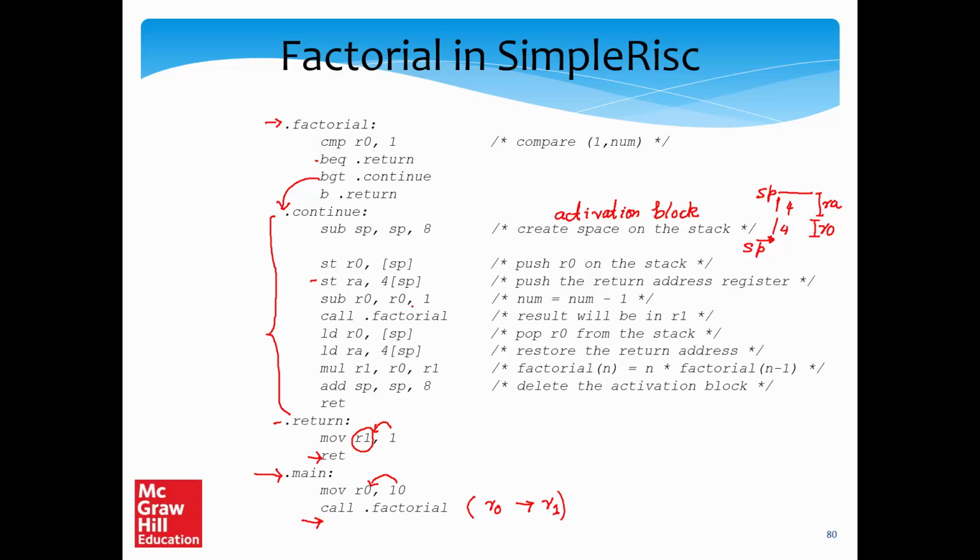Subsequently, we subtract 1 from R0, which is essentially num minus 1, and we call factorial once again. So essentially, we call one more copy of the factorial function. That will again call one more copy of the factorial function and so on, the same way that recursive functions execute. So at this point, the assumption is that the factorial of num minus 1 is stored in R1. So that is the assumption.